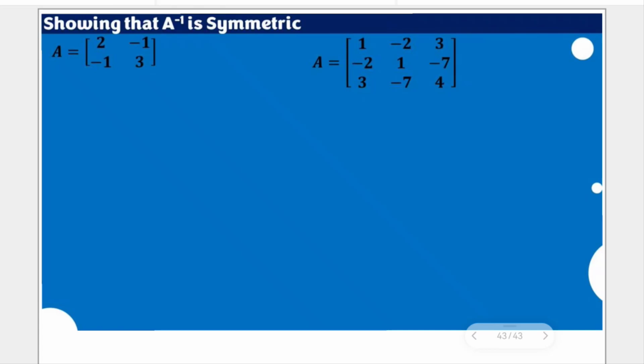But here, we're not talking about the transpose. We are to show that the inverse, after a series of processes, is also symmetric. Now we have a 2 by 2 matrix and a 3 by 3 matrix. We have a separate process for each. Let's start with 2 by 2.